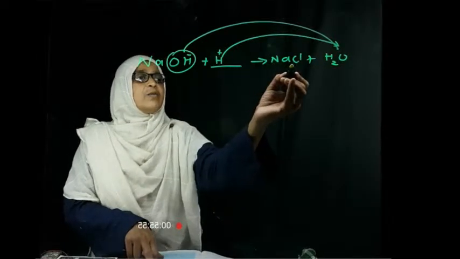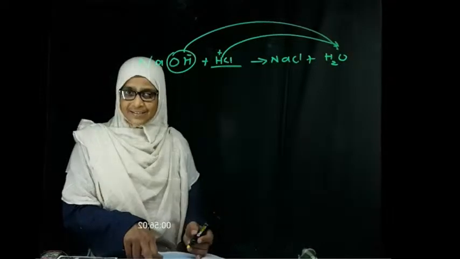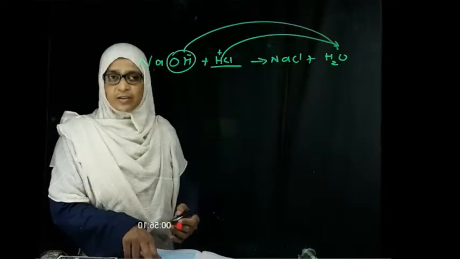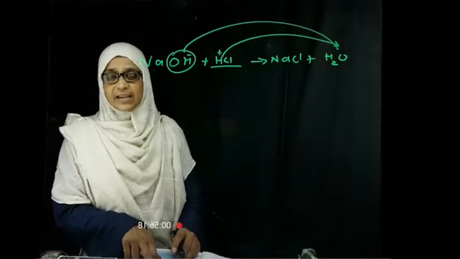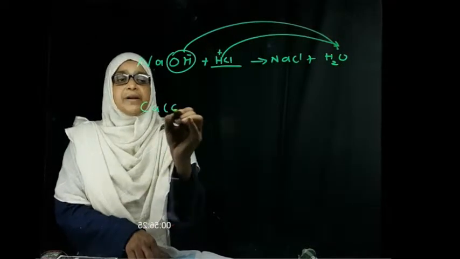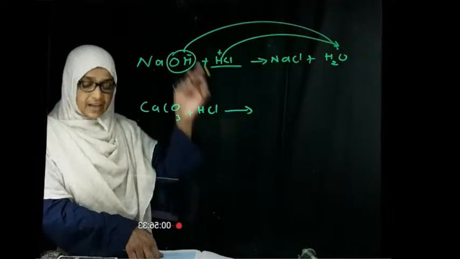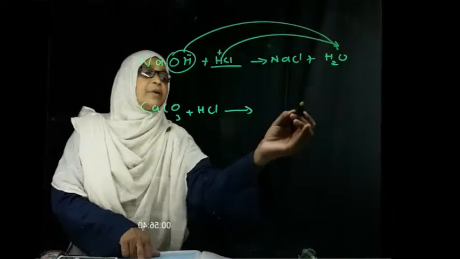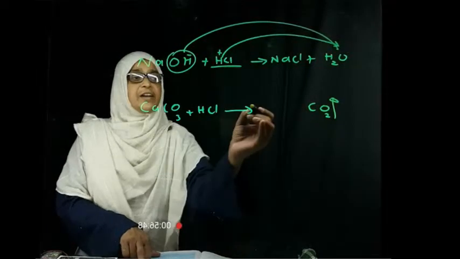Then where does the chlorine come from? It is from HCl. That is the way of finding the acid or base using the salt. You can identify which acid and which base react to produce this salt. Next, calcium carbonate and hydrochloric acid react, liberating CO2. We know that acid reacts with carbonate and produces CO2, liberating CO2.